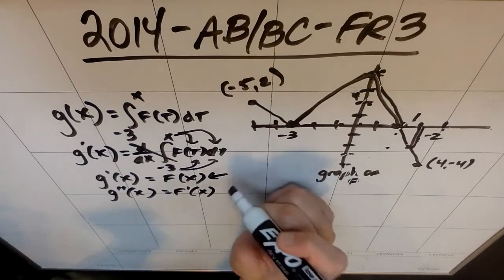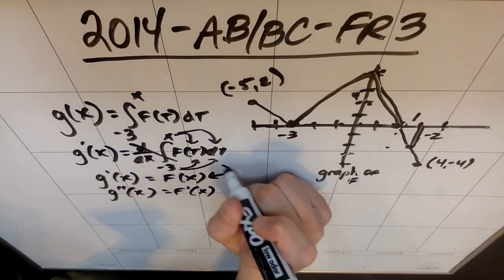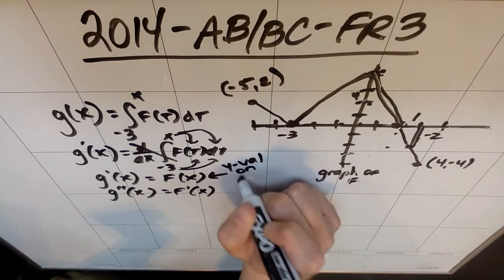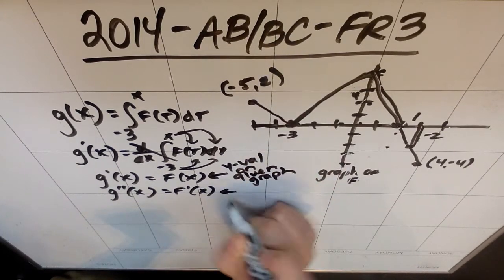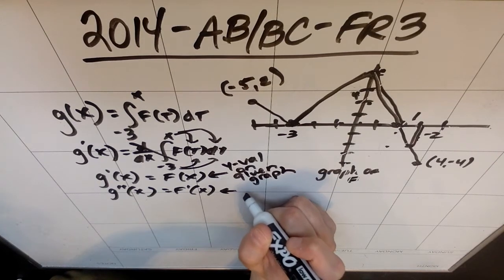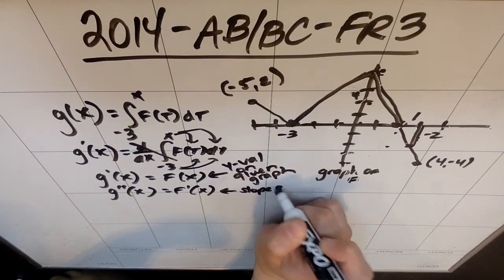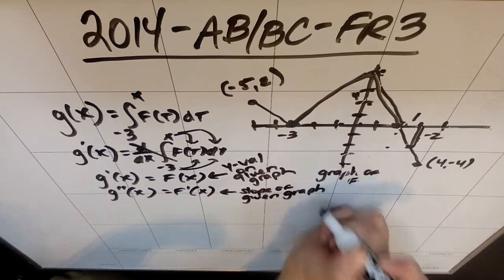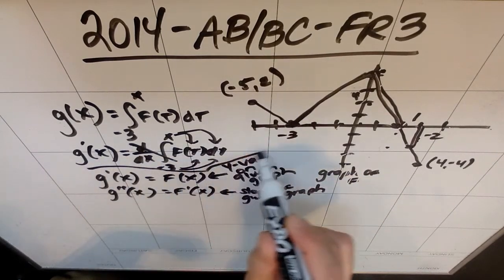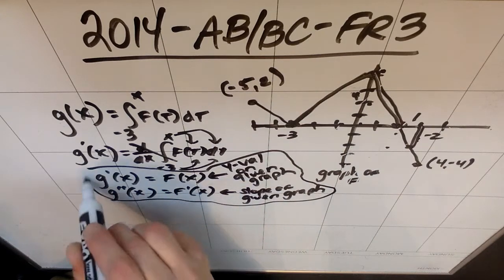So what I want to point out here is that g prime is the y values on the given graph, right? And that my g double prime is the derivative of the given graph, meaning it's the slope of the given graph. So those are the relationships that we're going to need to make. These relationships are going to end up being really important in a second when we're trying to figure this out.